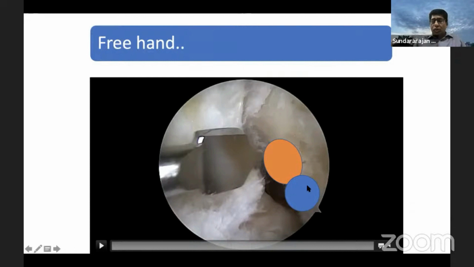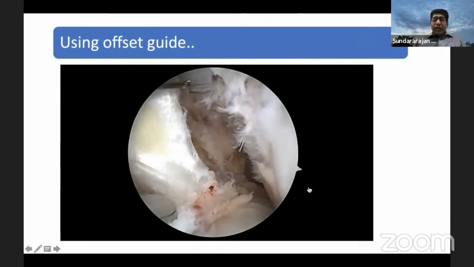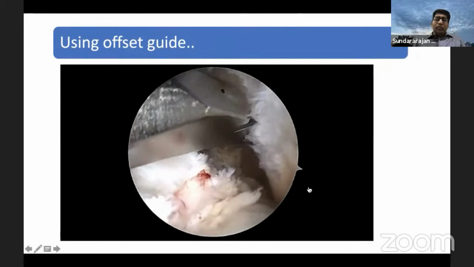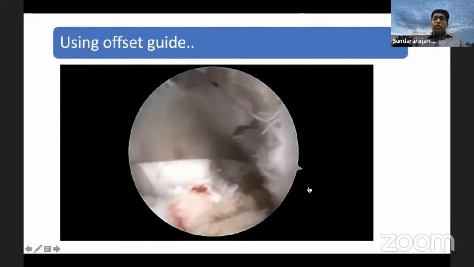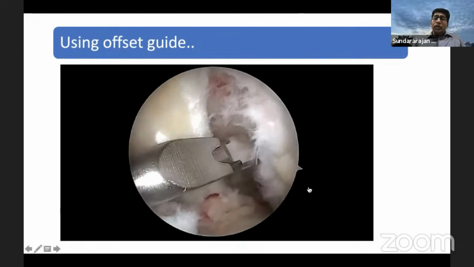So your other technique is you can use an offset guide. There are transportal guides still available in the market. That gives a 5mm or 7mm offset. If the notch is too wide, then you can use a 7mm offset, or the 5mm offset is very good and good enough to have an entry point.